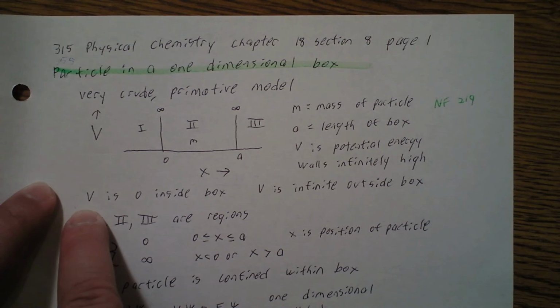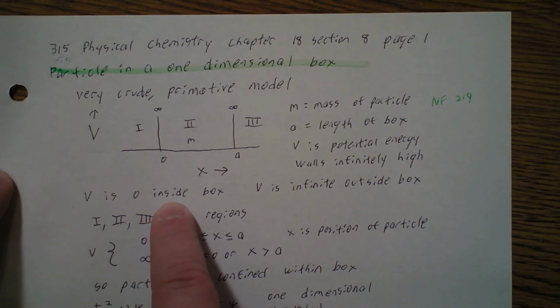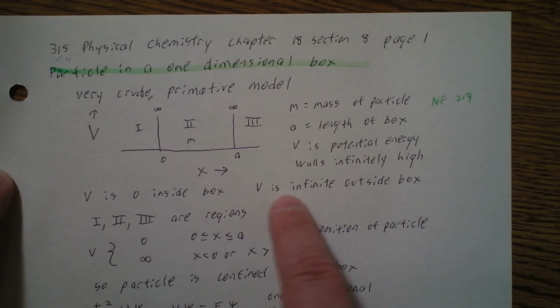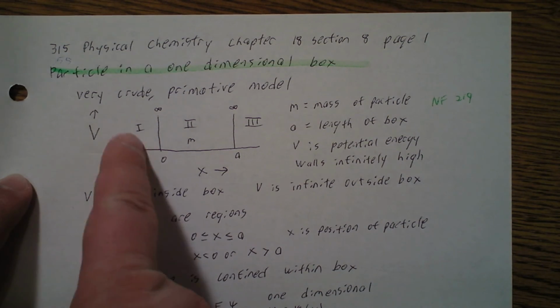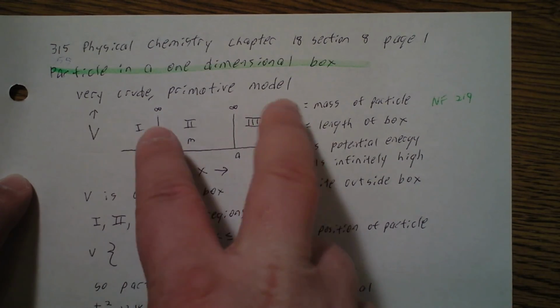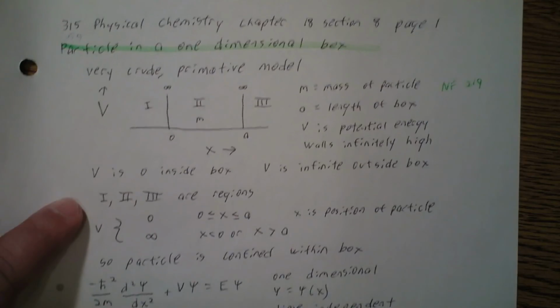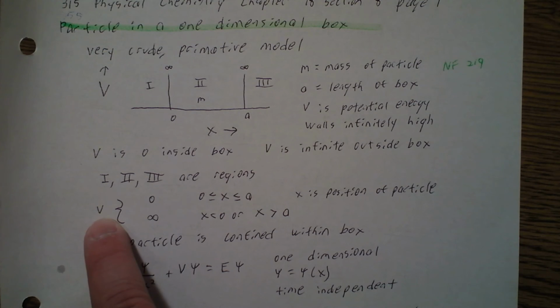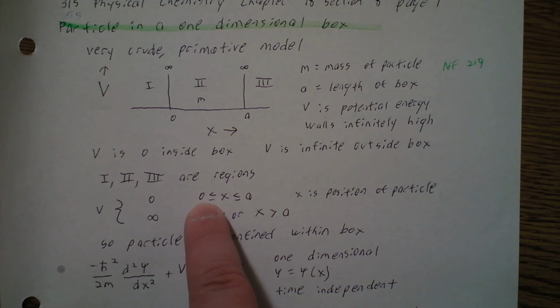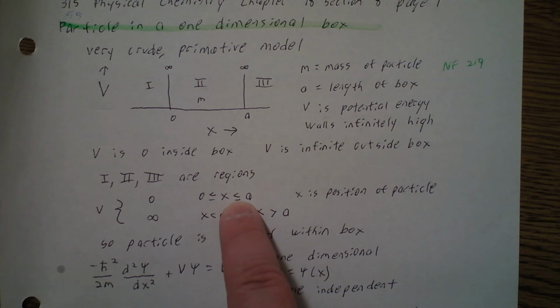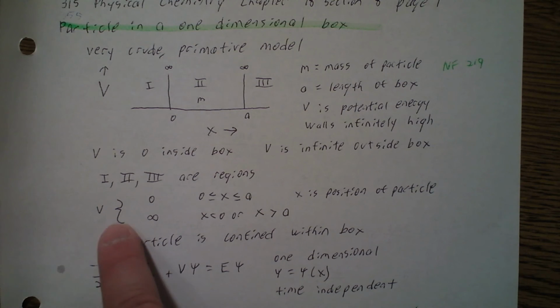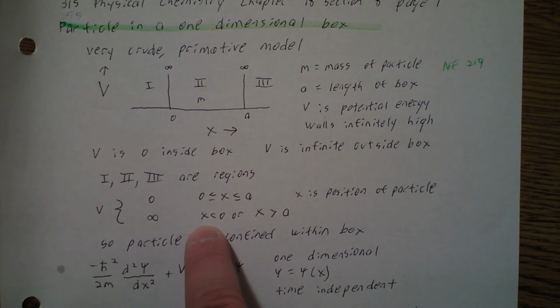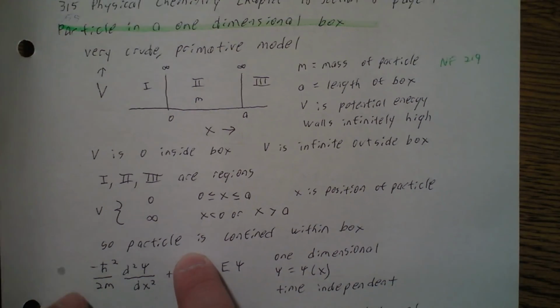So we're going to say that the potential energy is 0 when it's inside the box, but it's infinite outside the box. So it can't be out in region 1 or 3 because they would have infinite potential energy out there. And like I said, 1, 2, and 3 are regions. So we write the potential energy is 0 for 0 is less than or equal to x is less than or equal to a. x is the position of the particle. And then we say the potential energy is infinite for x less than 0 or x greater than a. So this particle is confined within the box.